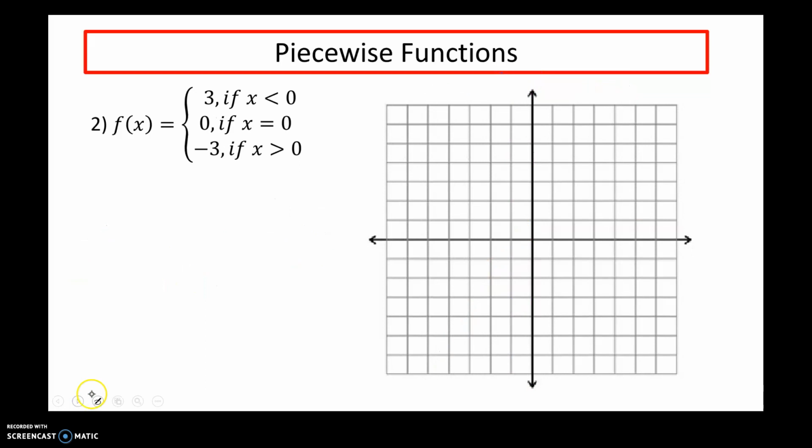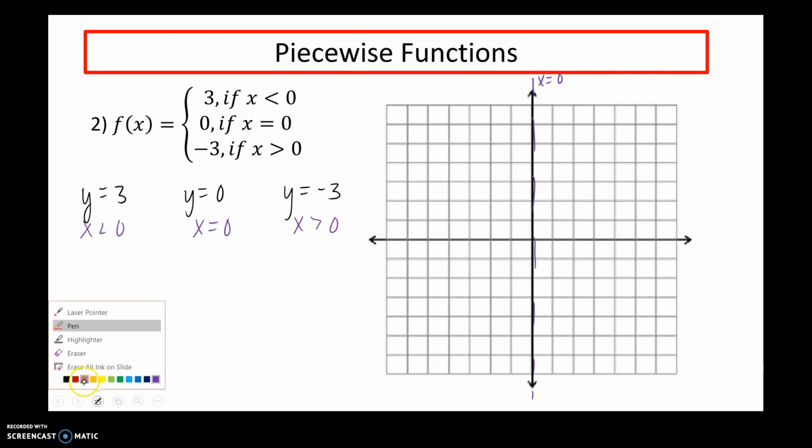Okay, next one. What are the 3 pieces of the function? y is equal to 3, y is equal to 0, y is equal to -3. Those are my 3 pieces. What are my domains? x is less than 0, x is equal to 0, x is greater than 0. Okay, so where are my pieces switching? My pieces are switching at the y-axis again, because the y-axis is the line x is equal to 0.